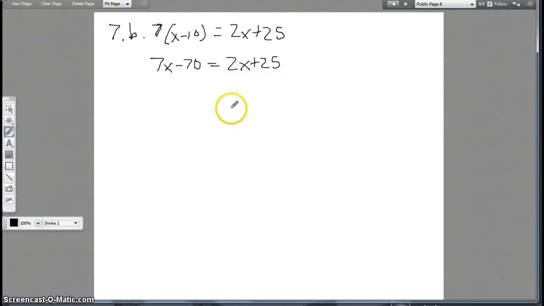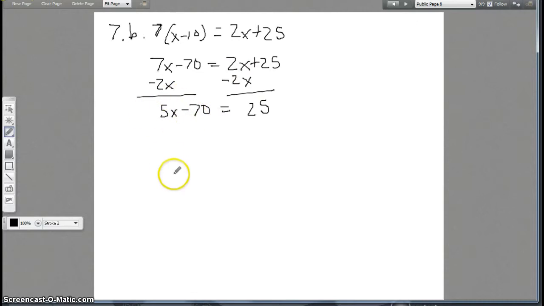Now what we're trying to do in number 7 is to solve for x. So that means I want to get all my x terms on one side. Since 7x is my bigger x term, I'm going to subtract 2x from both sides. And what I'll end up with is 5x minus 70 on the left side. And then I'm left with just 25 on the right side.